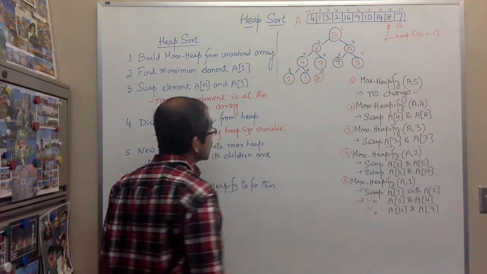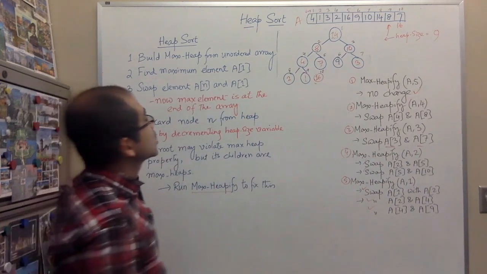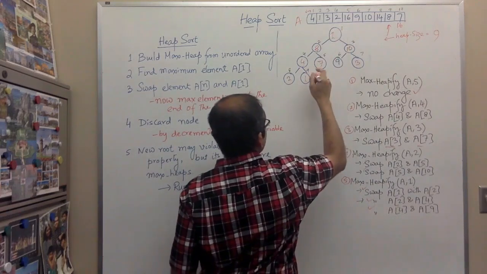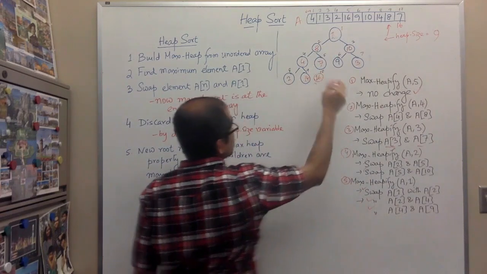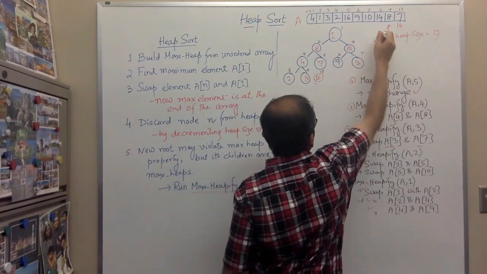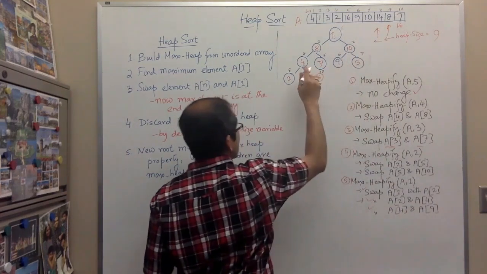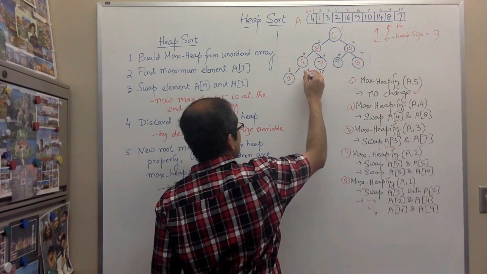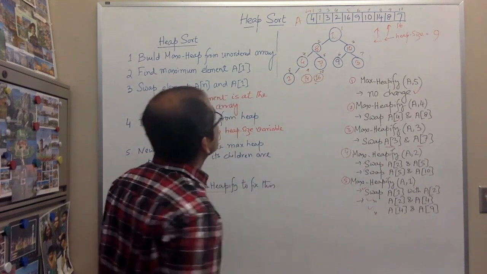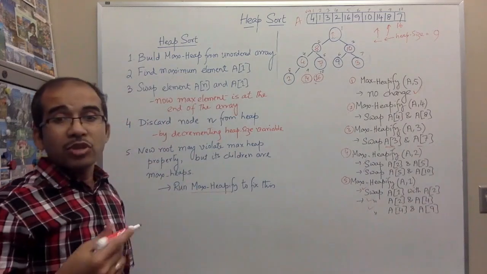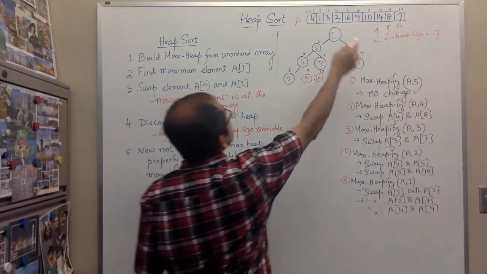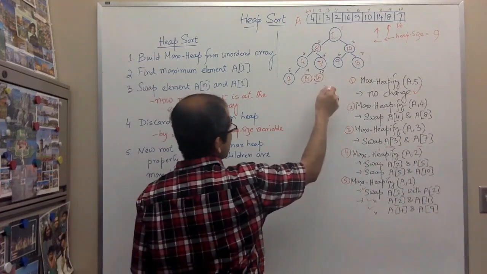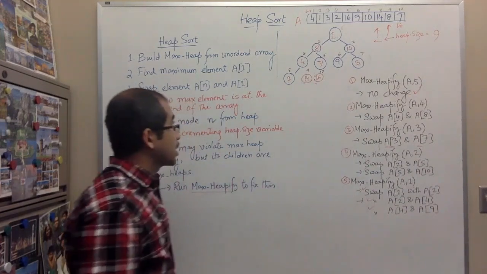Then we again swap 14 with 1. So again this becomes 1, and 14 comes here. Then we decrease the heap size again by 1, and 14 comes out of the heap. So you keep doing the same thing until all the elements have been found, and you can see that now they are forming a sorted order.